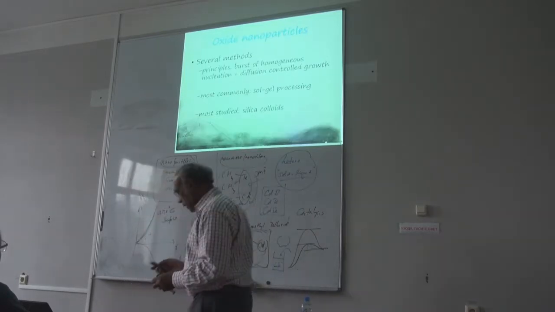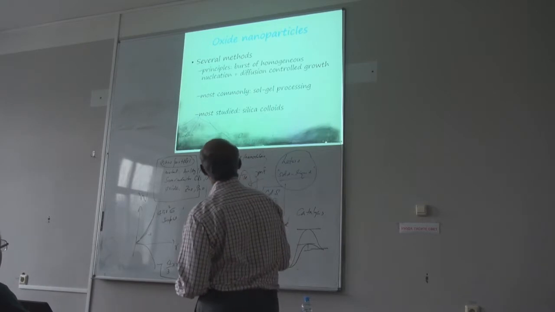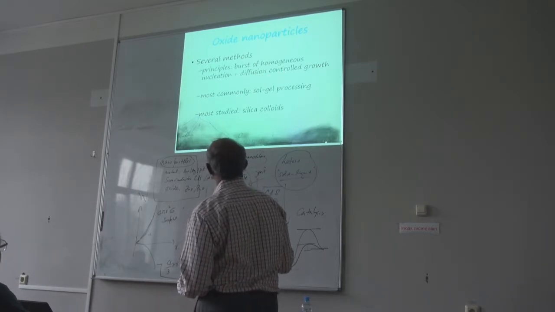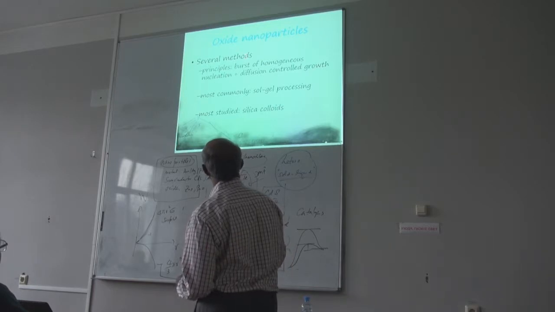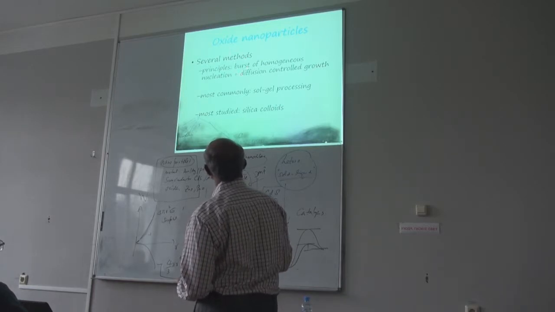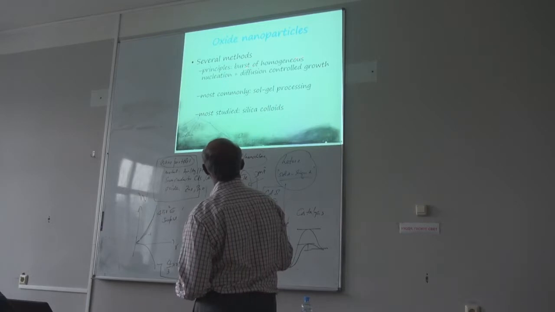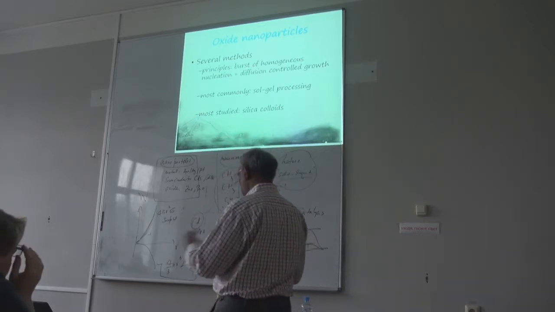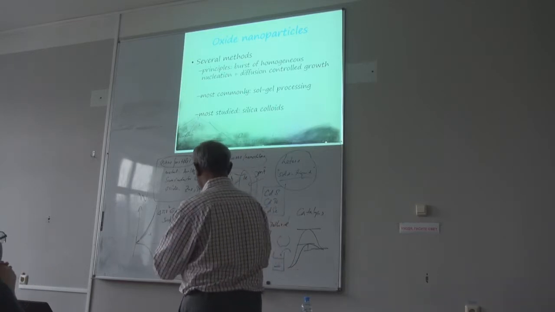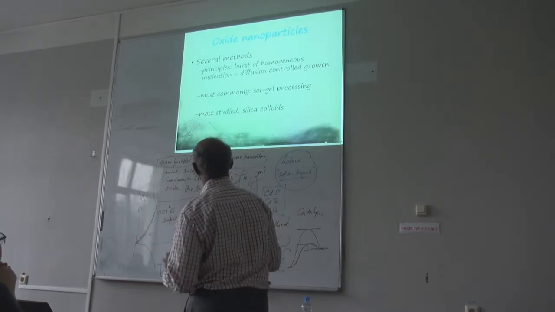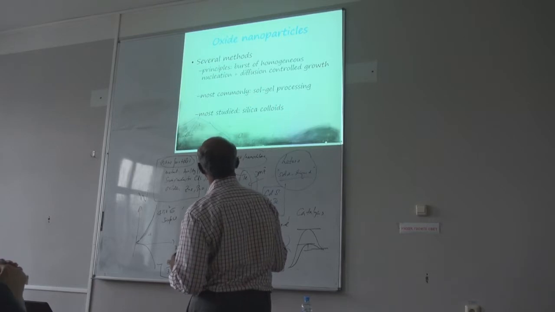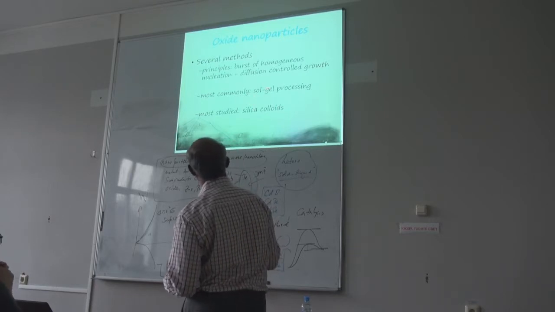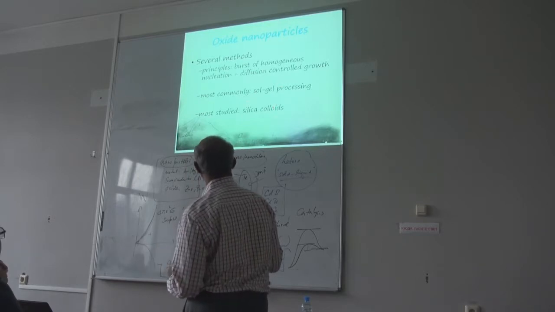So then oxide nanoparticles. This is the easiest thing to do. There are several methods to do that. First, homogeneously you can just dissolve the whole oxide particle and do like we did for the metals. But mostly people do something called the sol-gel method, so I'm going to talk about that one.